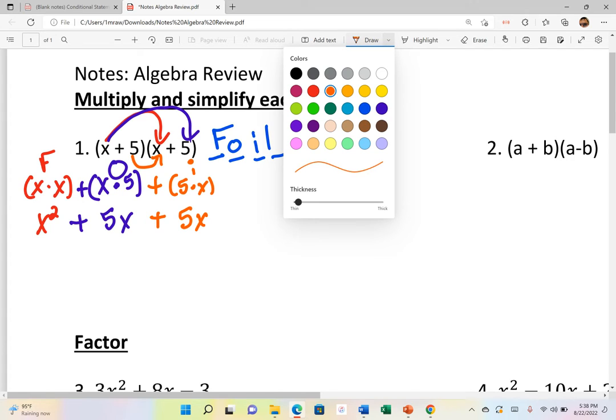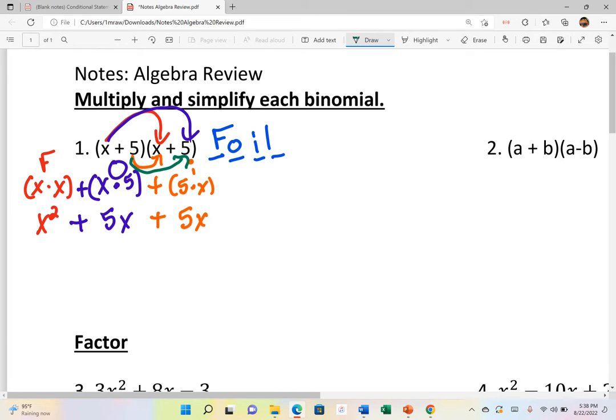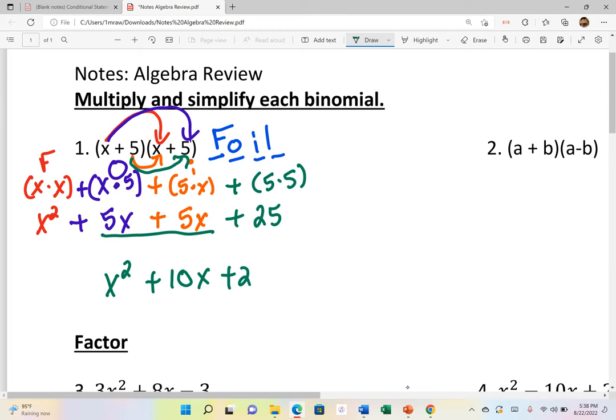And then we do our last piece, and our last piece is going to be the 5 times 5. Those are the last items of multiplying the binomials. So plus 5 times 5, and we get plus 25 because that's what 5 times 5 is. Now, this is not the complete answer. You have to simplify it a little bit more. So I have to combine my like terms, 5x plus 5x, and that gives me a final answer of x squared plus 10x plus 25. Okay, so that's how you multiply and simplify each polynomial.